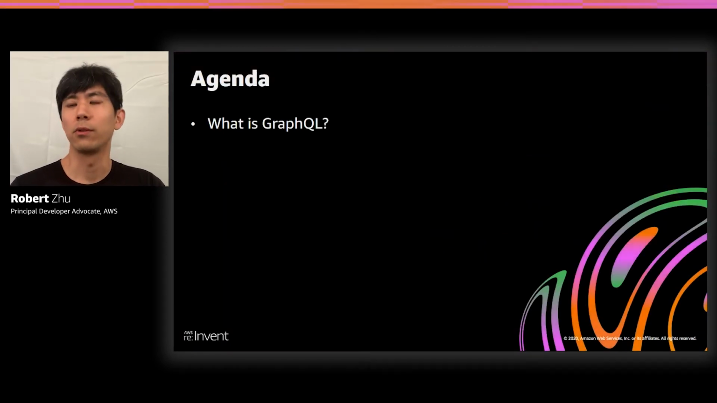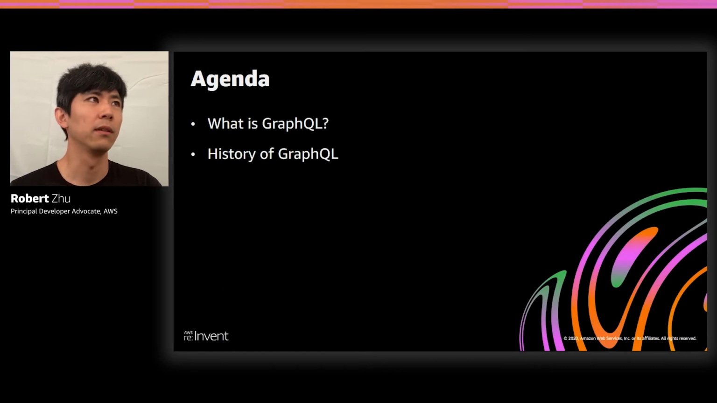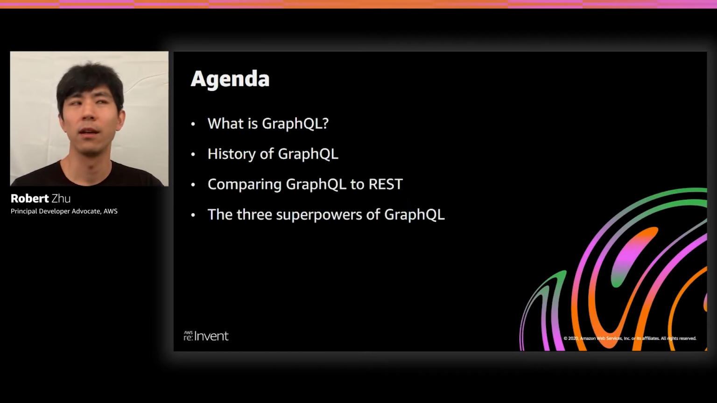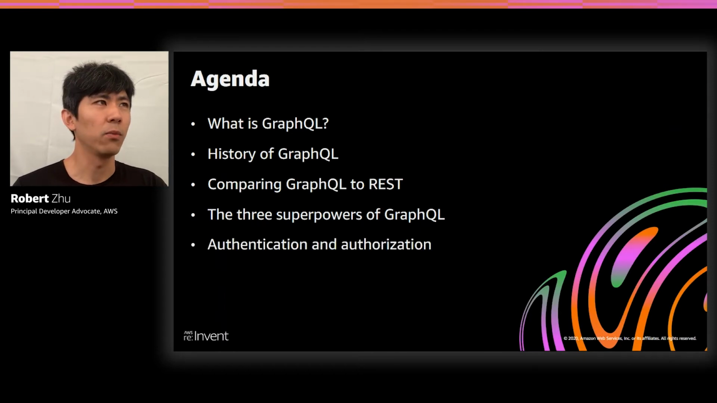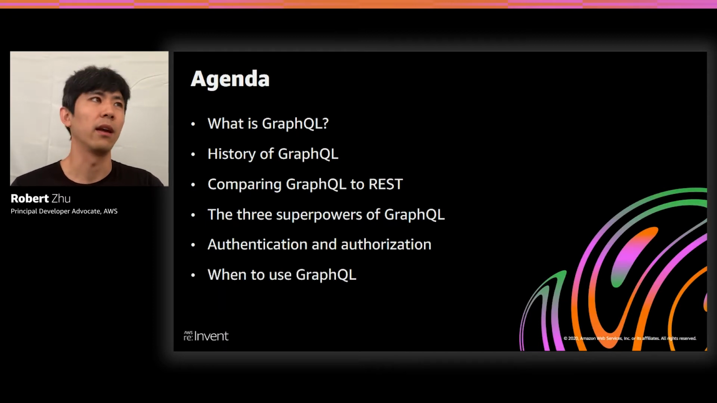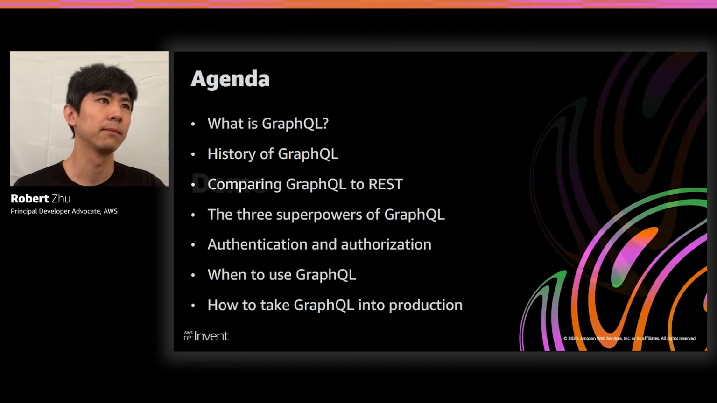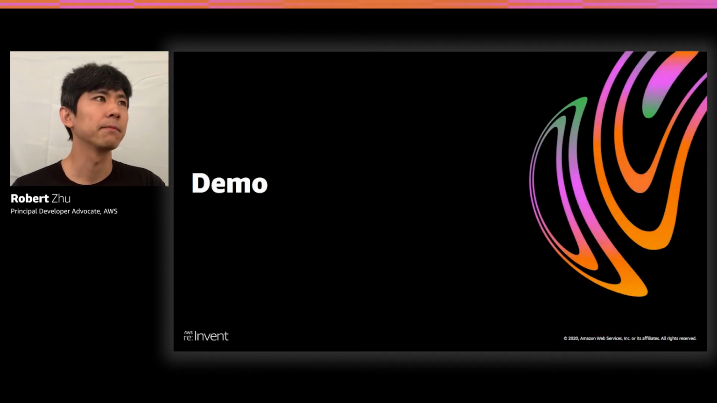We're going to cover what GraphQL is, the history of GraphQL, we'll compare GraphQL to REST, I'll cover what I think are the three superpowers of GraphQL, and then we will dive deep into authentication and authorization, and finally we'll close with a discussion on when you should use GraphQL and how you might get it into production. Let's begin with a demo.